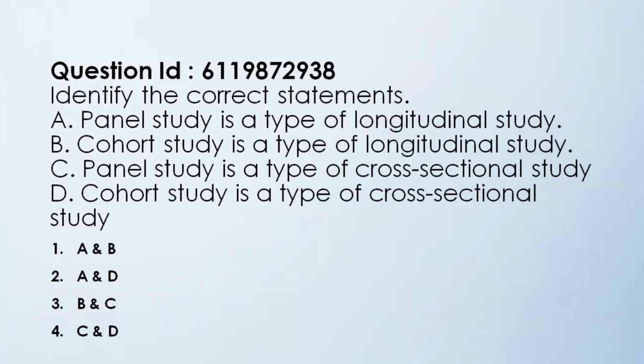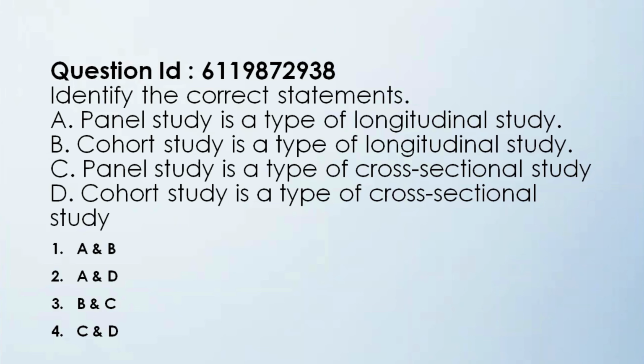You can also find the question IDs in these question papers. So if you match the December 2025 Home Science paper, you can find these question IDs there. The first question of research is: identify the correct statements. Statement A is panel study is a type of longitudinal study. B, cohort study is a type of longitudinal study. C, panel study is a type of cross-sectional study. D, cohort study is a type of cross-sectional study.